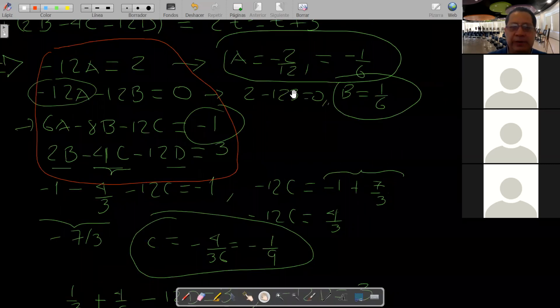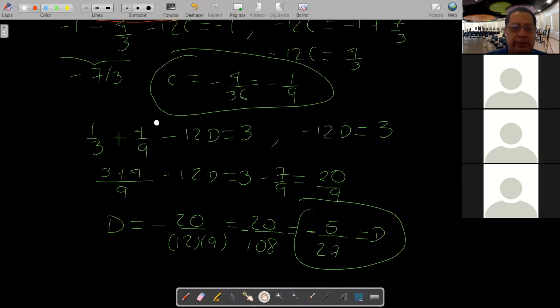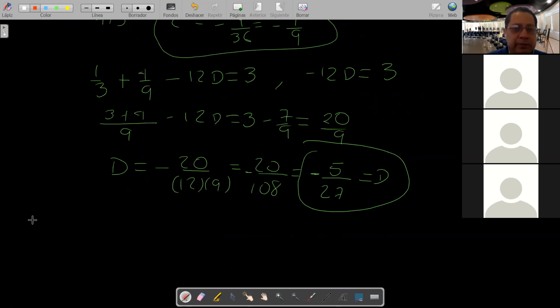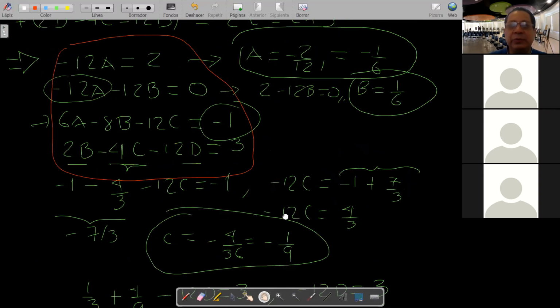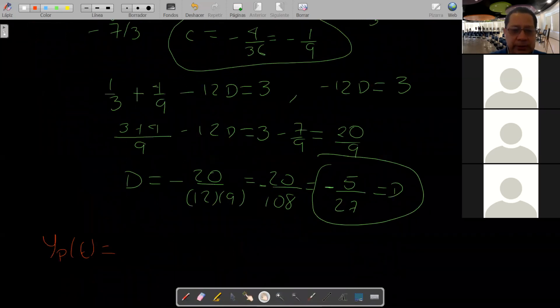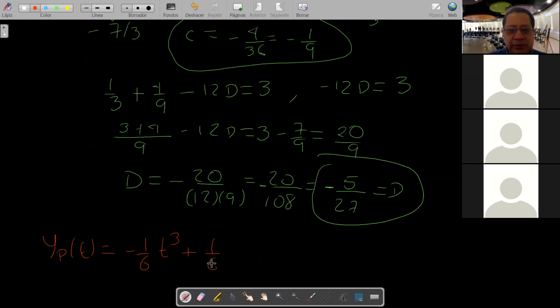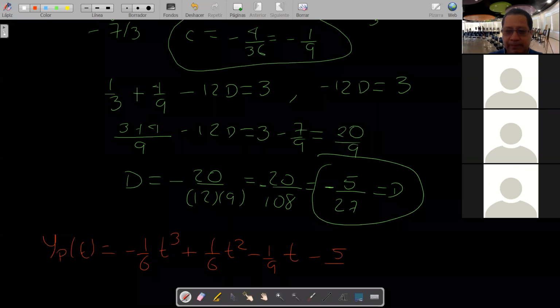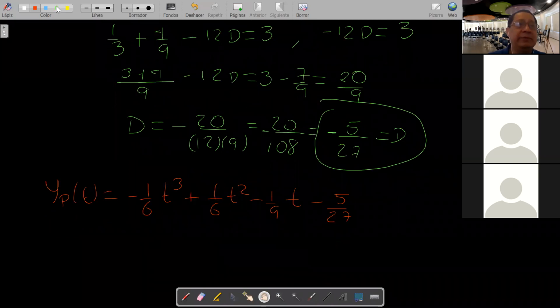And now from the now determined coefficients, we can establish our solution. We say A times, and A is equal to -1/6, times T cubed plus B times T squared plus C times T plus D. And that's it. We're done.